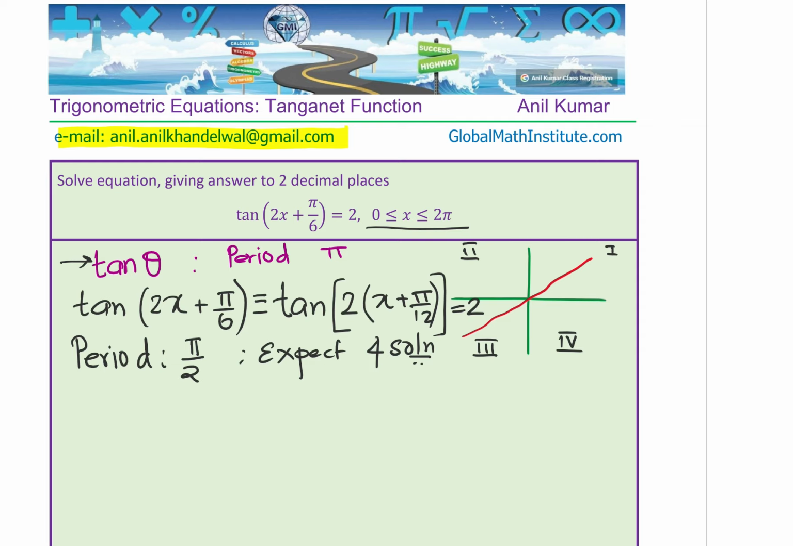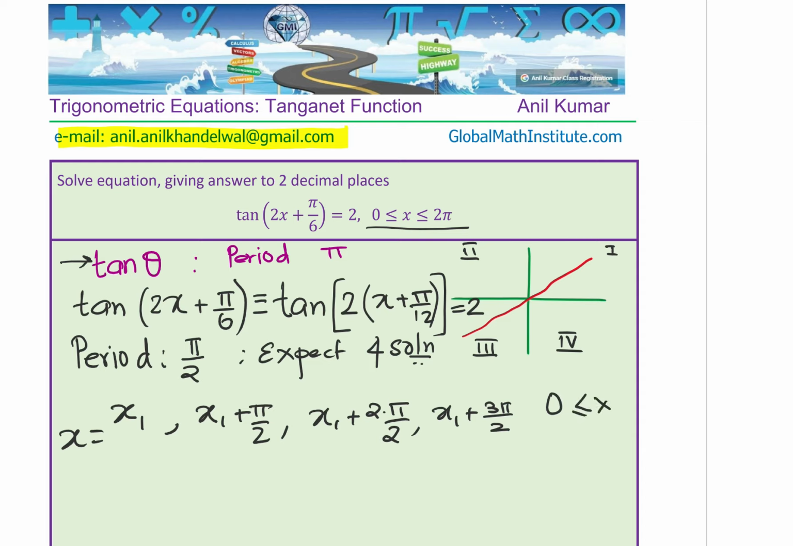And the period is pi by 2. Each solution will be pi by 2 away. You get the idea. So if one solution is x1, then the other will be x1 plus pi by 2, and then x1 plus 2 times pi by 2, and then x1 plus 3 times pi by 2. So we get these four solutions. And the value of x should definitely be between the given interval, which is from 0 to 2 pi. Does it make sense to you?